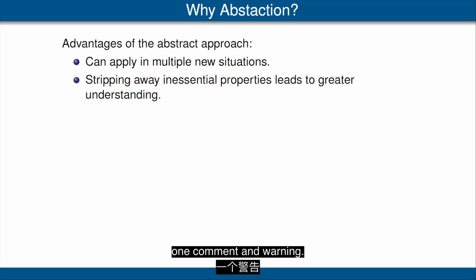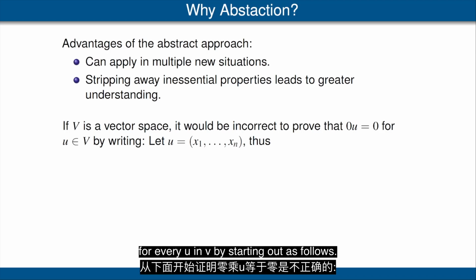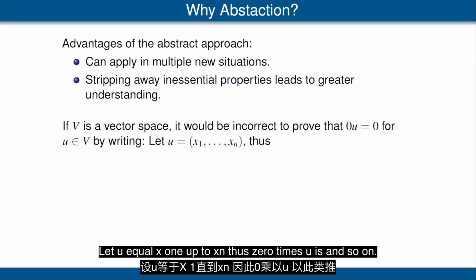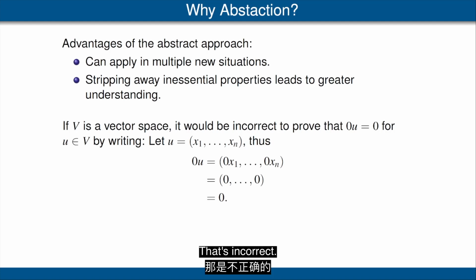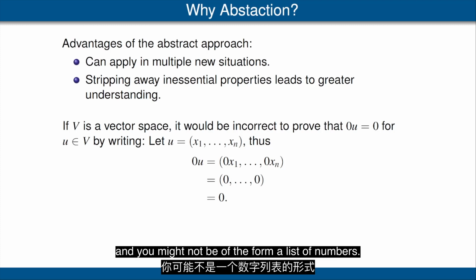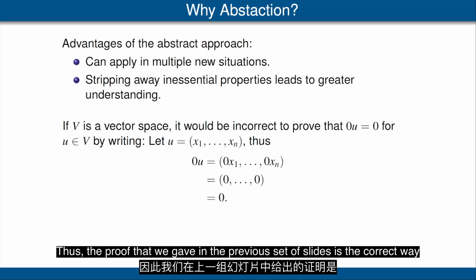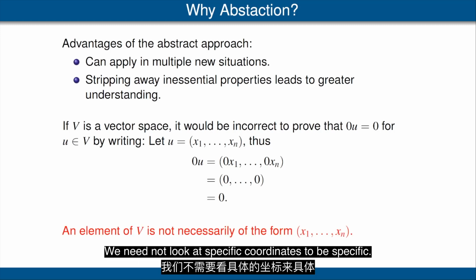Finally, one comment and warning. If V is a vector space, it would be incorrect to prove that 0 times u equals 0 for every u in V by starting out as follows. Let u equal (x1, up to xn), thus 0 times u is, and so on. That's incorrect because we're dealing with an abstract vector space, and u might not be of the form of a list of numbers. It might be some other object, it might be a function, something more abstract. Thus, the proof that we gave in the previous set of slides is the correct way to do that. We need not look at specific coordinates.